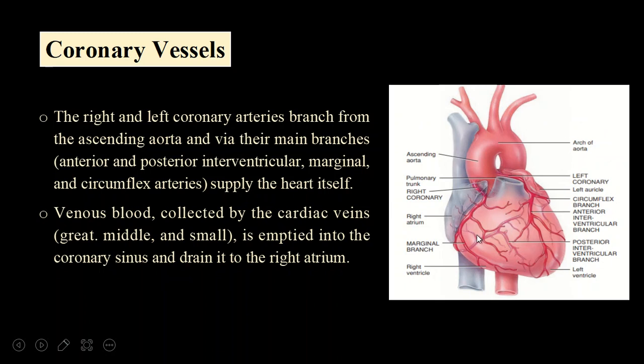Ito yung coronary vessels. So venous blood collected by cardiac vein is emptied into the coronary sinus and drained into the right atrium. So since gumamit rin ng oxygenated blood ang heart natin, that venous blood or yung nagamit na blood, i-collect ng cardiac vein. Wala dito yung cardiac vein, pero i-collect siya ng cardiac vein, itong mga maliliit na veins. So it will be collected by the cardiac vein.